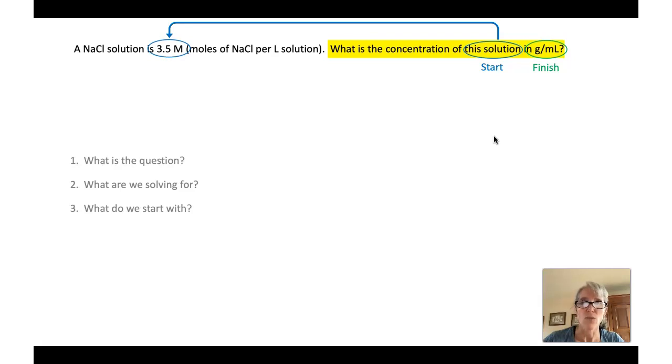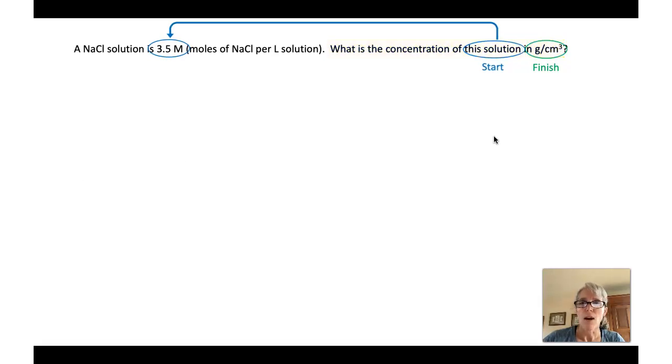Let's get started on this one. Now, that 3.5 M is not really a very useful unit. What's more useful is to think of it as 3.5 moles of NaCl per liter of solution. I've included a lot here with the units. You really could get by with just saying mol, or mole, with an E on the end, per liter.